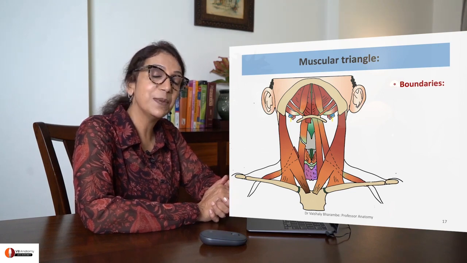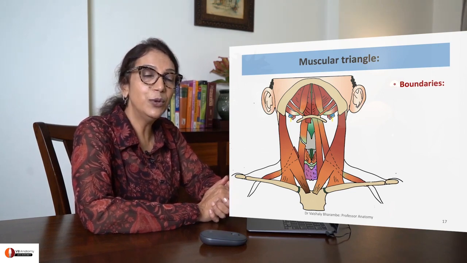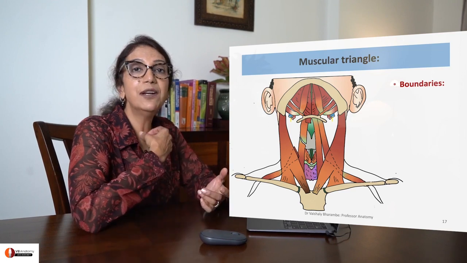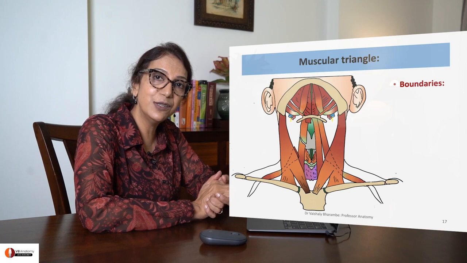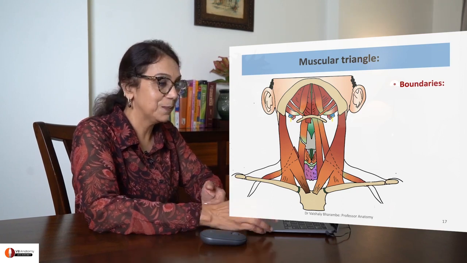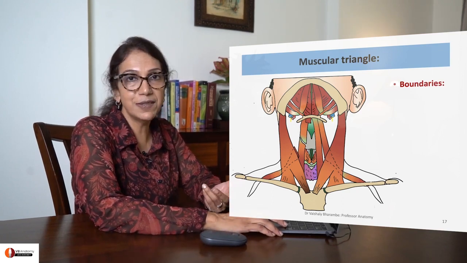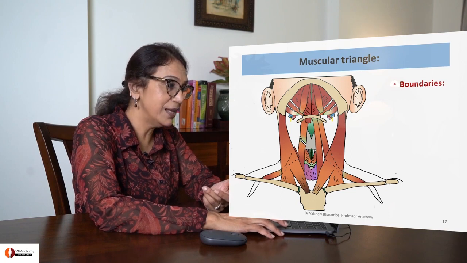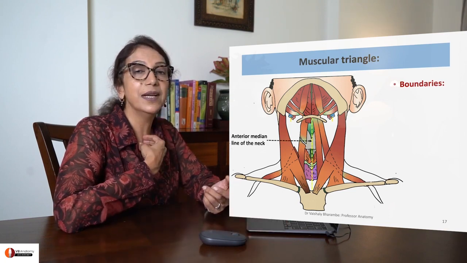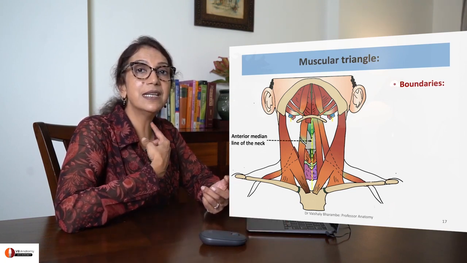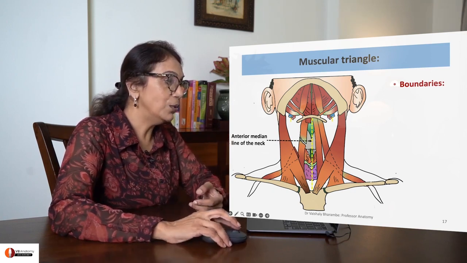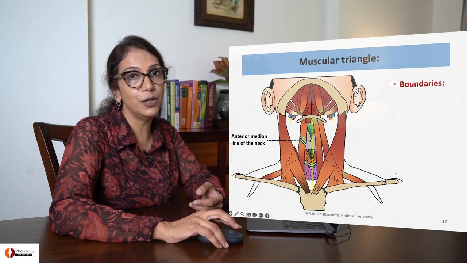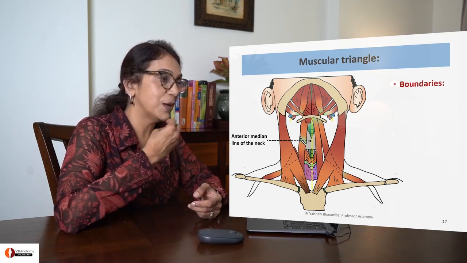Relaxed. Let's begin. Now I'm going to talk about the small little triangle in your neck, the muscular triangle. Are you ready, students? Let's begin then. If it's a triangle, it has to have 3 boundaries, correct? So you have a midline boundary, extending from your hyoid bone down to the level of the suprasternal notch.